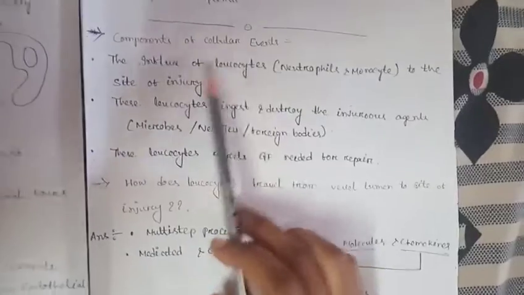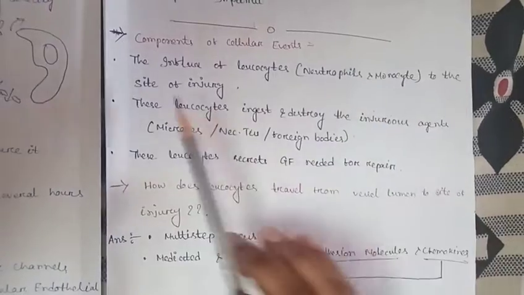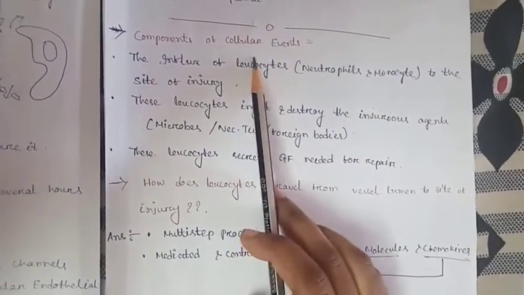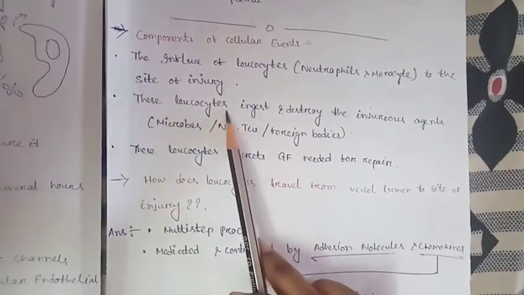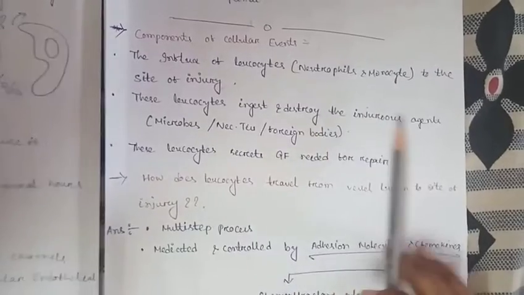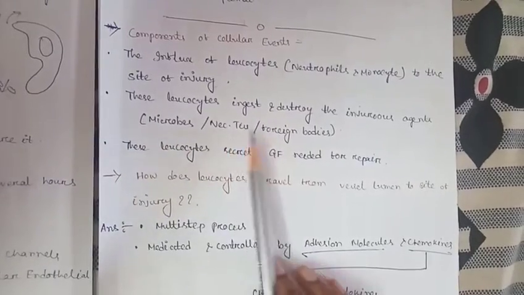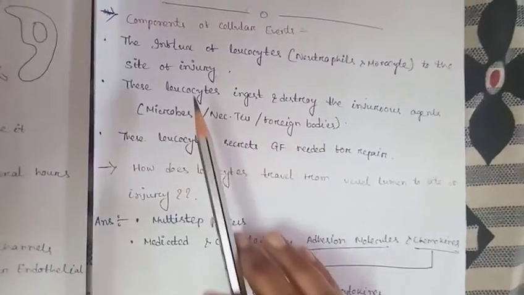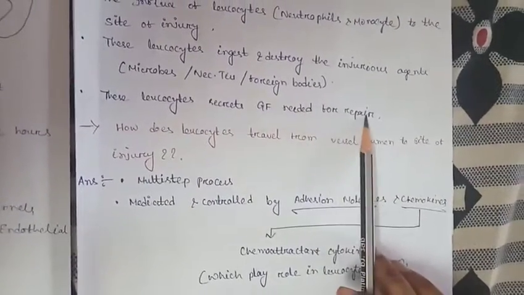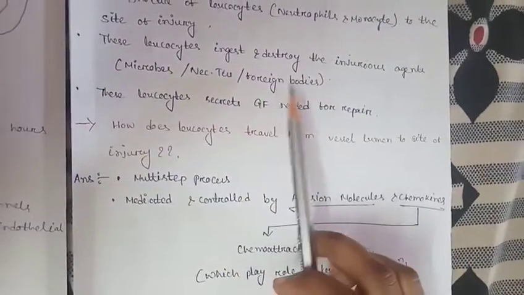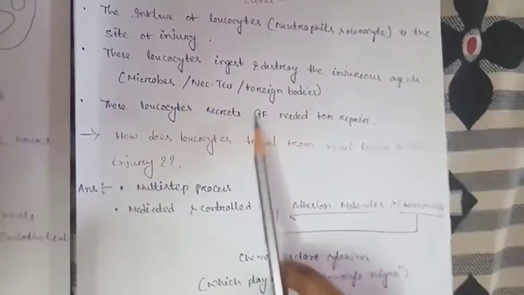First is the components of the cellular event: the influx of leukocytes, mainly neutrophils and monocytes, to the site of injury. These leukocytes ingest and destroy the injurious agents, such as microbes, necrotized tissues and foreign bodies. Then these leukocytes secrete growth factors needed for repair of the injured tissue.